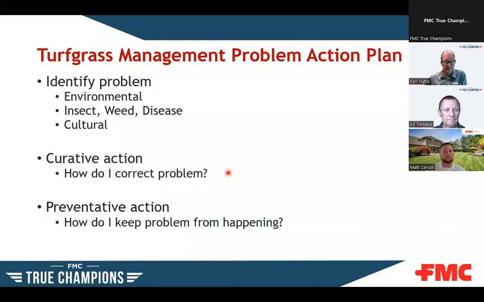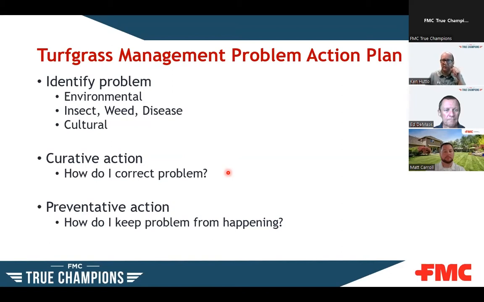A lot of diseases can look very similar, but the symptoms that you see could also mimic environmental stresses or even cultural damage from, say, scalping or just too aggressive of cultural practices, or cultivation practices.